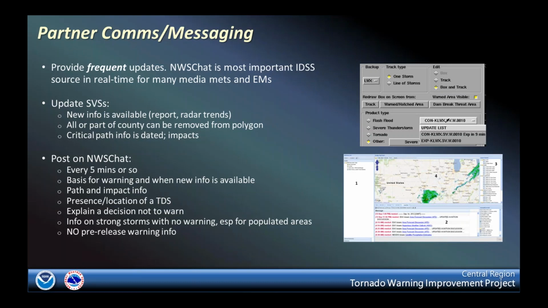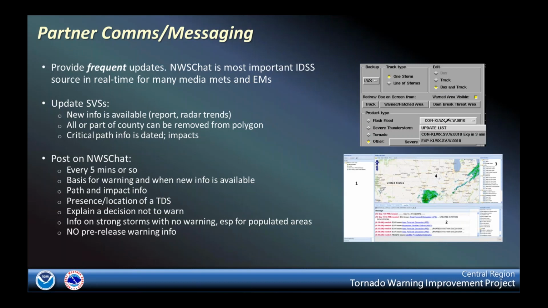But what was your basis for your warning? Is the path of the tornado or the rotational couplet changed from what you were initially thinking? And even if it hasn't, state that. What's the impact that's going on here? If you see a TDS, explain that, or that you have a radar confirmation basically of a tornado.